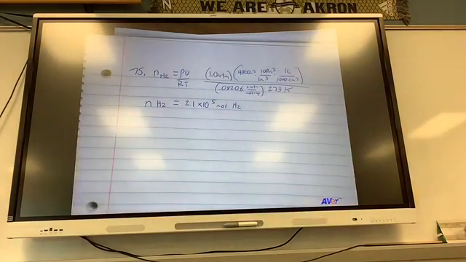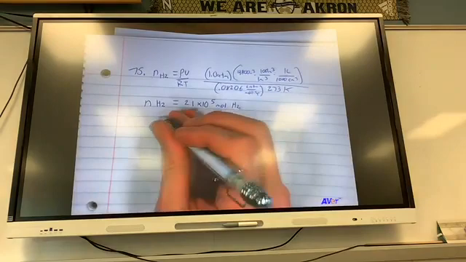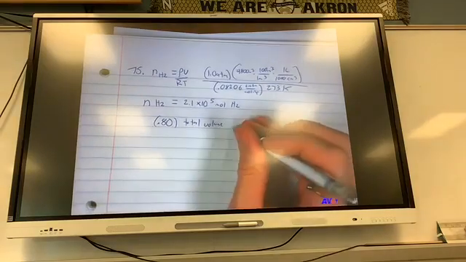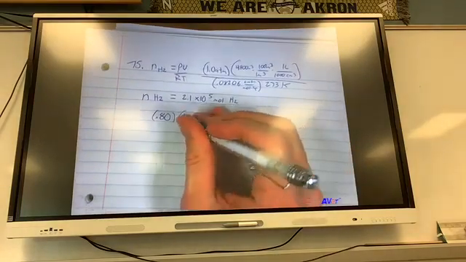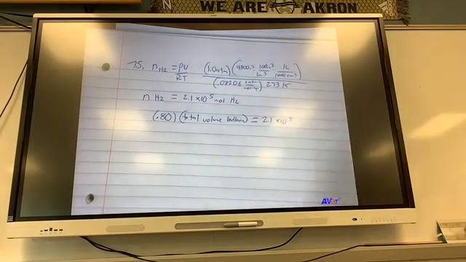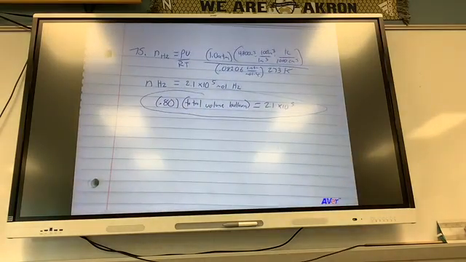How much H2 did I actually get in the balloon? What percent actually went in? Only 80%. So I need to take 0.80 times the total volume of the balloon, that's what I have to figure out, and that's going to equal the 2.1 times 10 to the fifth moles of H2 that I just put in. This is the tricky part, because we're trying to figure out the total volume of the balloon.